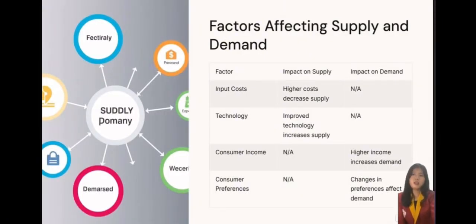Factors affecting supply and demand. Factor, impact on supply, impact on demand. Input costs: higher costs decrease supply. Improved technology increases supply. Consumer income: higher income increases demand. Consumer preferences: changes in preferences affect demand.